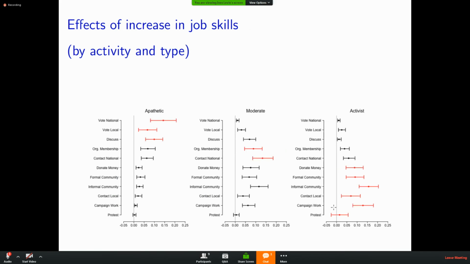And here are the similar estimates corresponding to the effect of an increase in job skills. These estimates are pretty similar in magnitude, and the patterns that we see are also pretty similar to those seen for the effect of an increase in educational attainment.